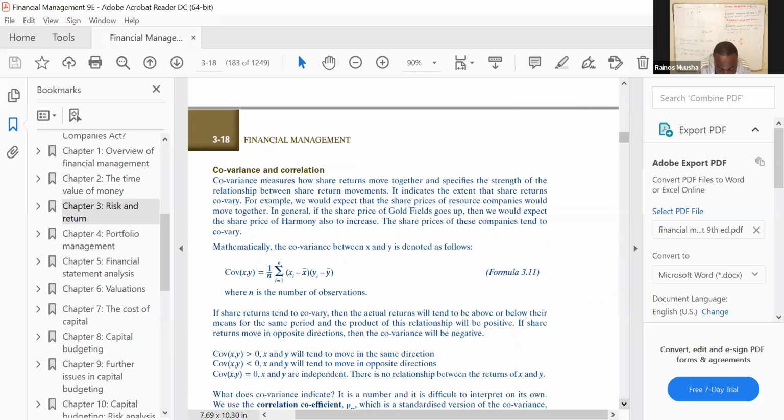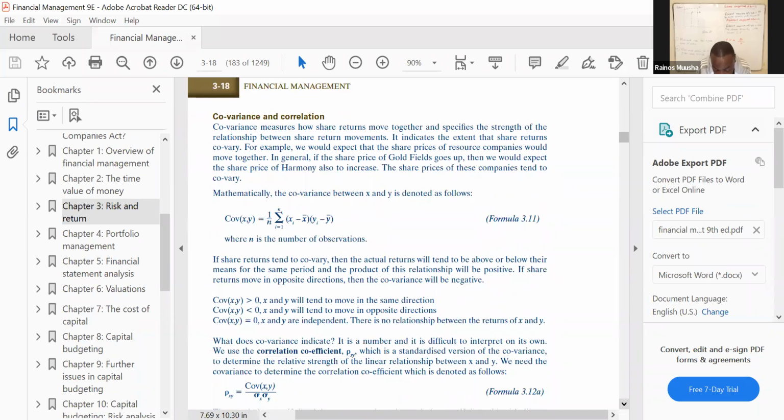So for Fin4801, you are not going to worry about the calculation of the covariance using this formula. You don't have to worry about that calculation. They will never ask you a question based on calculating the covariance using this formula. What you need to worry about is this formula here. I'll discuss it with you just now.